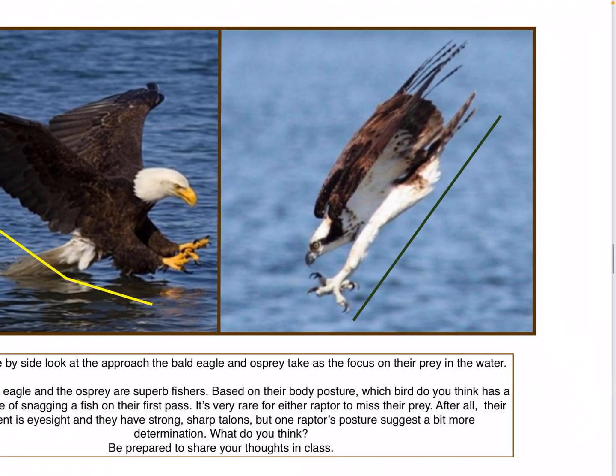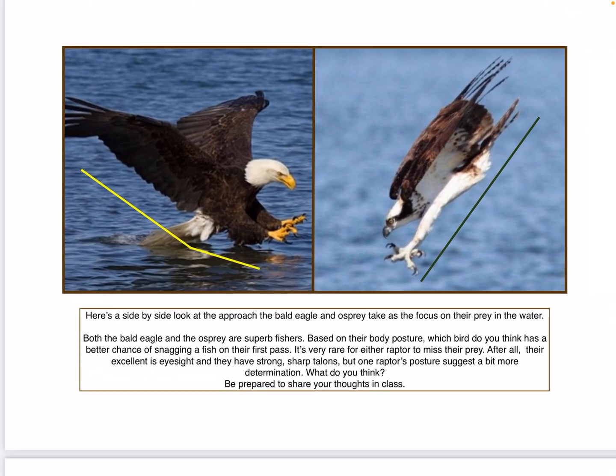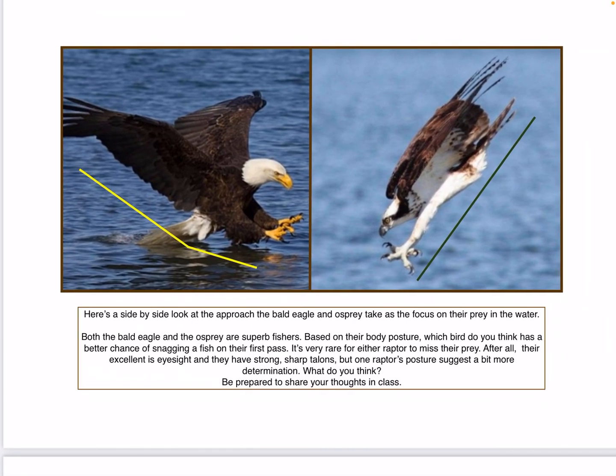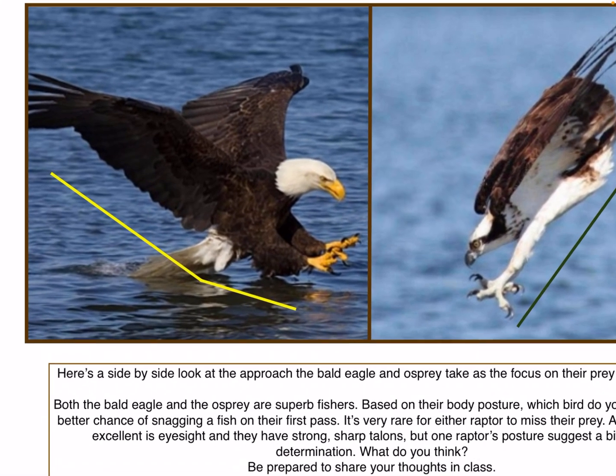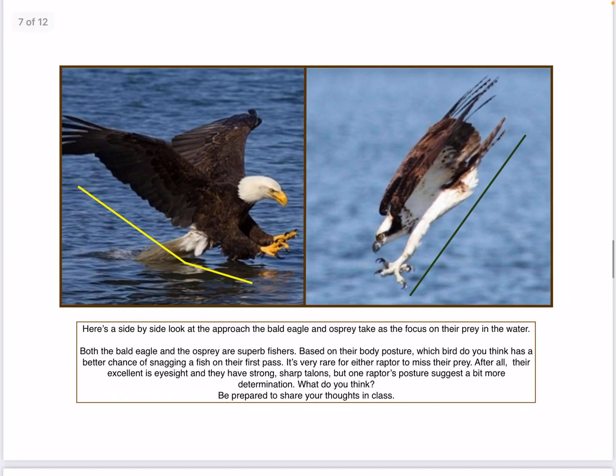And then this is what the osprey looks like. If you're looking at that osprey, by gosh, he is determined. I'm going to get that fish whether I have to go underwater or not. The bald eagle, on the other hand, he's kind of a cool dude. He's deciding that I don't want to get my head wet unless I absolutely have to. So we'll talk about that a little more in class.